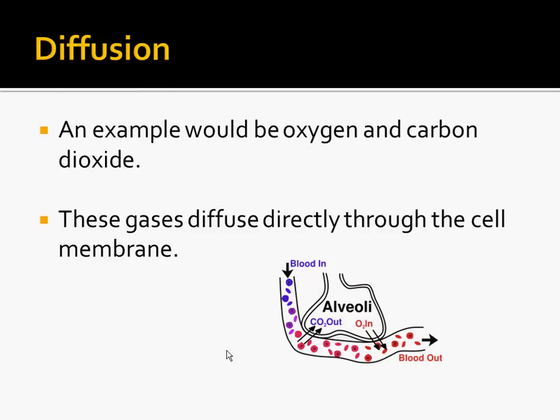So moving on to an example, as I mentioned before, would be oxygen diffusing into our bloodstream. It moves passively, it moves down the concentration gradient. Carbon dioxide leaves our bloodstream, enters our lungs, and this is the CO2 that we exhale in the respiratory system. It leaves our bloodstream and diffuses into our lungs. So this happens passively, no energy required.